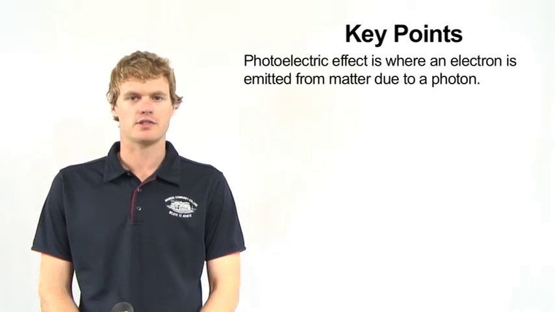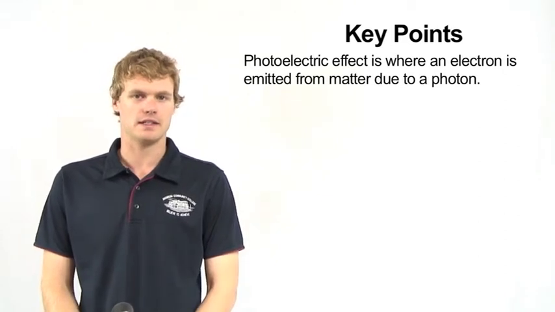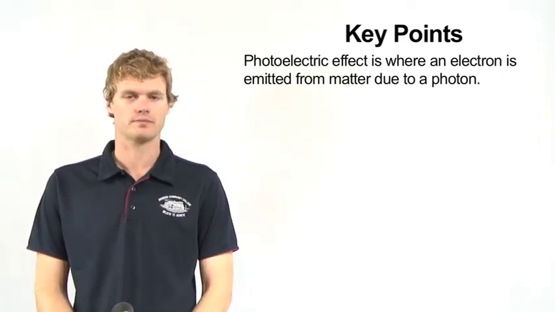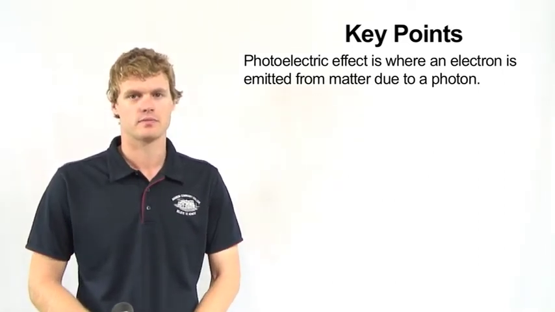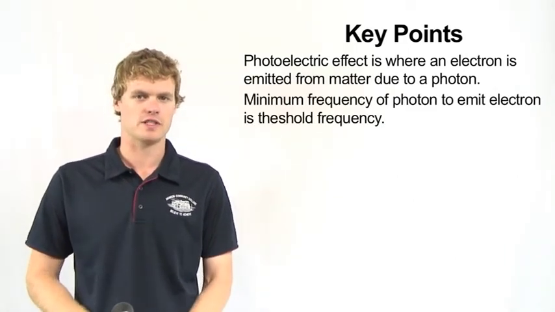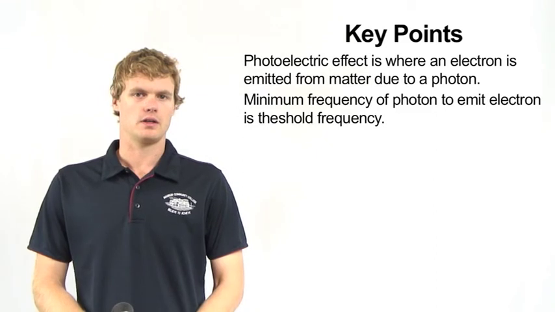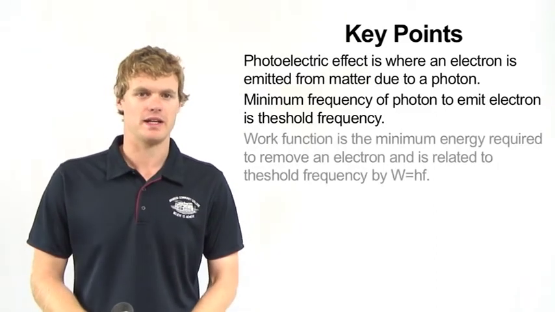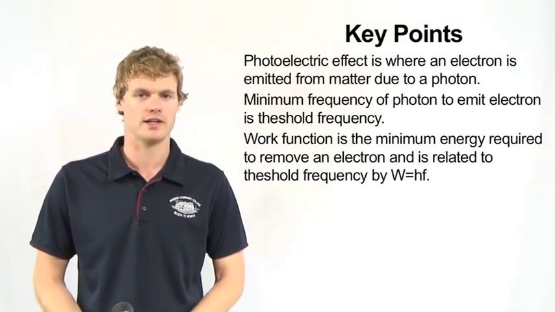So the key points from the video today. The photoelectric effect is where we have an incident electromagnetic wave on a piece of metal. This piece of metal then instantaneously emits an electron. This only happens at a certain frequency, anything above this frequency. This minimum frequency required is called the threshold frequency. The threshold frequency is related to the work function. The work function is the minimum energy required to remove an electron.